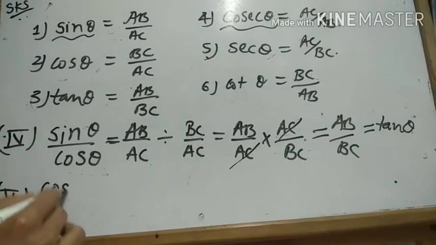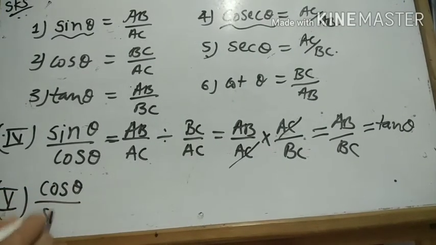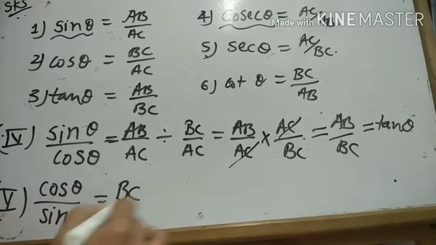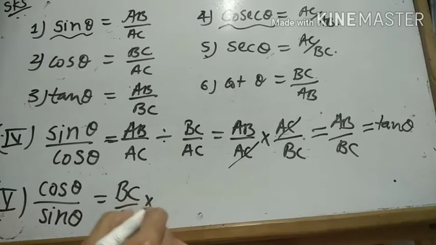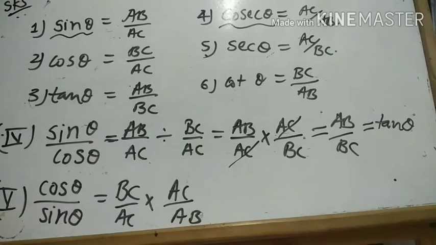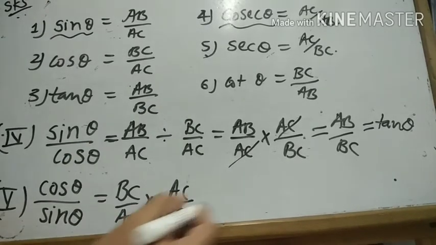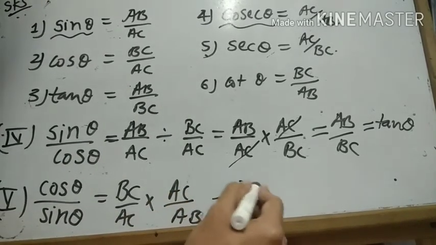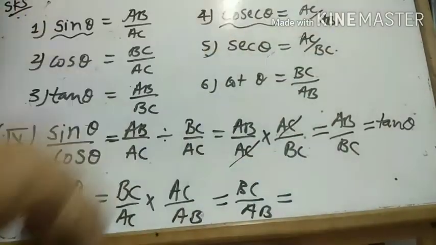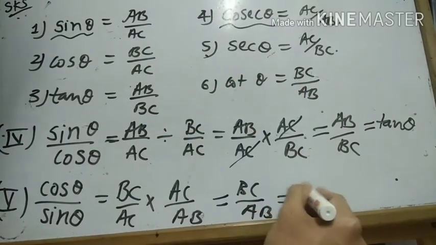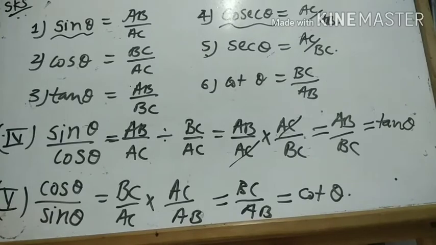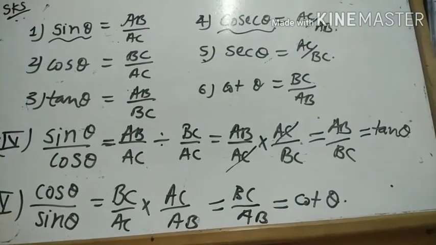I am reversing the operation: cos theta divided by sine theta, which will be equal to BC over AC multiplied by AC over AB. Here division, but division is nothing else but multiplication by inverse ratio. BC upon AB will be the ratio, and you can find it out anywhere from this. BC upon AB is over here as cot theta. So 5 results, very important 5 results. 2 are on the board.